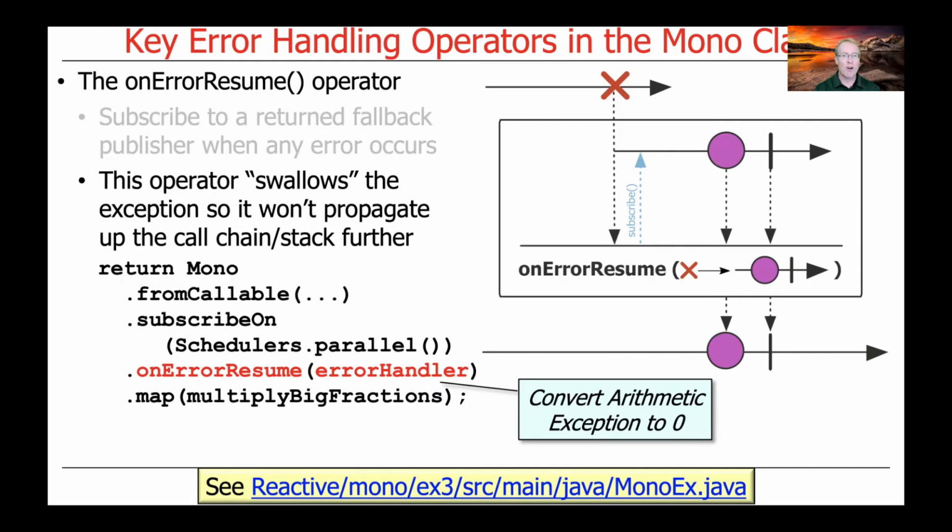And of course, if no error occurs, then we'll go ahead and do a multiply of the big fraction constant against the big fraction that we're going to be using from the callable that was divided. If no exception occurs, then that'll go and call the map method. But if an exception does occur, then onErrorResume is going to convert it to a 0, which will then do a multiplication by 0. Again, not necessarily the most effective way to handle it, but it demonstrates how we can use onErrorResume to keep the program running without getting an exception to propagate out of the scope.